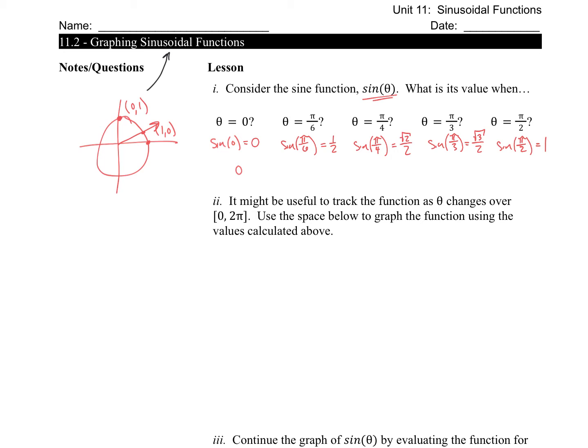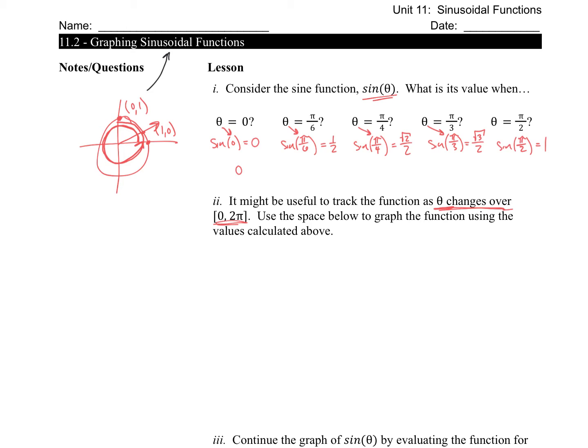So what we end up with is all of these values that are the output when our input is theta. And we know that anytime we've got an input and an output, we can use a function to represent that situation and just keep replacing that input and see what the outputs continue to be. So it's going to be useful to track this function as theta changes, over this interval from 0 to 2 pi, because remember, as we travel around the unit circle, we have 0, then pi over 2, then pi, then 3 pi over 2, then 2 pi. We could keep going if we want to.